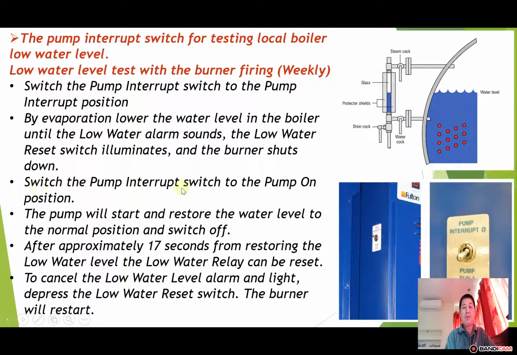Again, switch the pump interrupt switch to the pump on position. So you have to switch on this one again. The pump will start and restore the water level. The feed pump is used to transfer the feed water to the boiler to fill it up again. The pump will start and restore the water level to the normal position and switch off. If it is already at normal position, you switch off again to interrupt. After approximately 17 seconds from restoring the low water level, the low water relay can be reset.